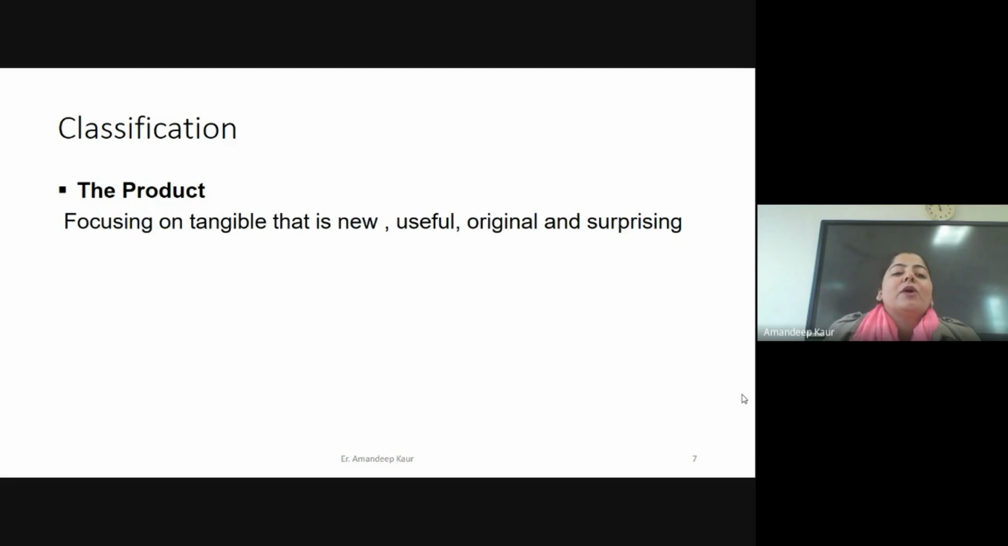When it comes to the product, we consider a product as creative if it focuses on the tangible, that is very new, useful, original, and surprising. So any product that is produced may be useful for a sector of society. In that particular case, we consider that product as a useful product. So when the students are working on their project, maybe the mini project or the major project assigned by the teacher, we need to consider what the outcomes of this particular project are.